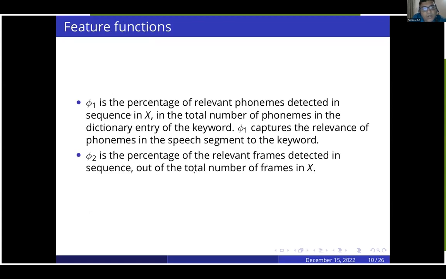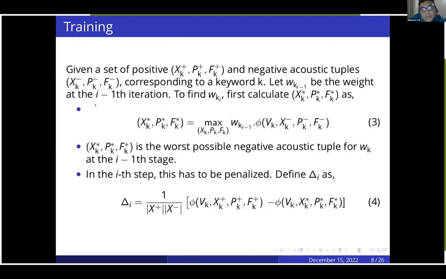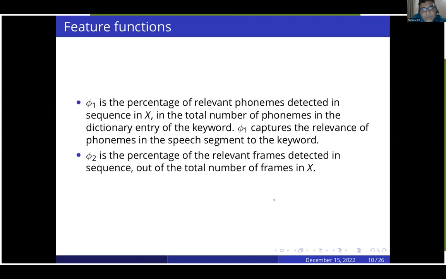Now, what we have done here is that we defined a set of feature functions. For that, we used a frame-based phoneme classifier along with a pitch detector. We define this phi vector in terms of this pitch detector and frame-based phoneme classifier.